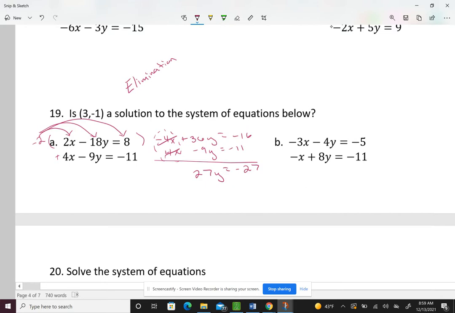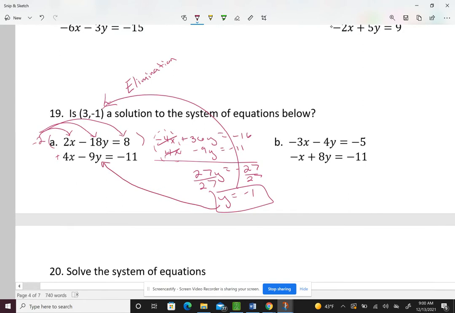So then from here, I'm going to divide both sides by 27, and I get y equals negative 1. As of right now, so far so good. The first point is negative 1. But in order to find the next variable, I do have to solve for x. So I need to plug this into either the top equation or the bottom equation. I will plug this into the bottom equation just because it's smaller numbers.